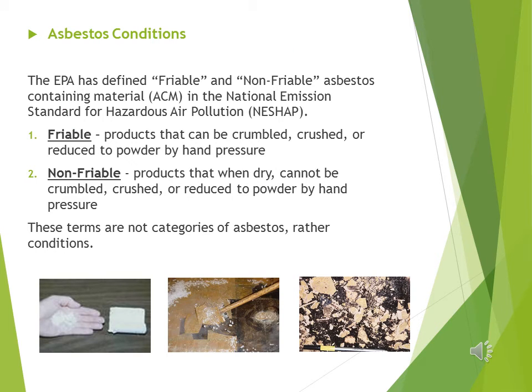Asbestos conditions. The EPA has defined friable and non-friable asbestos-containing material in the National Emission Standard for Hazardous Air Pollutants, or NESHAP. Friable refers to products that can be crumbled, crushed, or reduced to powder by hand pressure. Non-friable refers to products that, when dry, cannot be crumbled, crushed, or reduced to powder by hand pressure. These terms are not categories of asbestos, rather conditions.